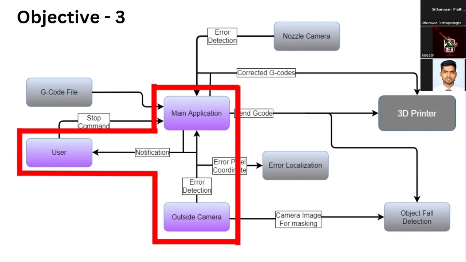In the third objective, we take the outside camera feed, notify the user, and command the system accordingly. Here we use a camera mounted on the bed, called the outside camera, to make sure the printed part is not moving relative to the camera. So we designed the camera mount as you see in this picture.